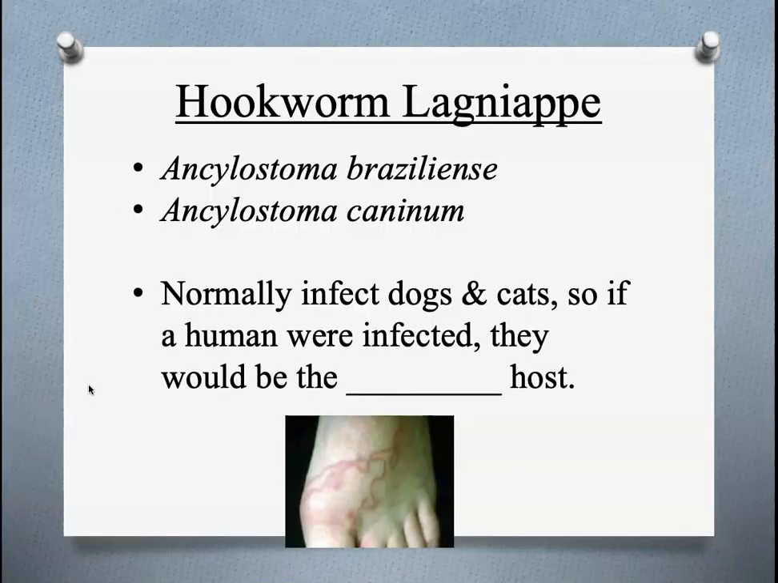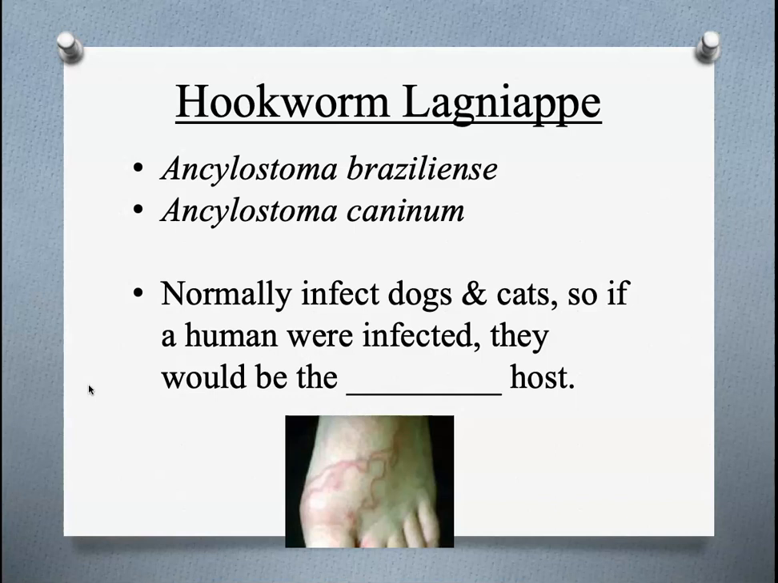A little bit of hookworm lagniappe. I think it's important to note that animals can have hookworm. There's a dog hookworm and a cat hookworm that can infect those animals, and normally the parasite just prefers those animals. But if a human were to get infected, we would be the accidental host, in which case we would be developing a zoonotic infection. So these are terms that were part of your definition words that you need to define.